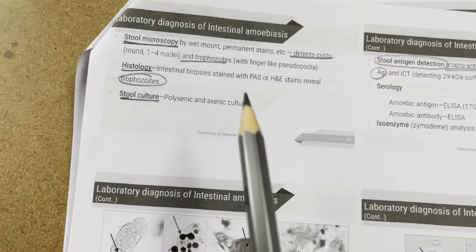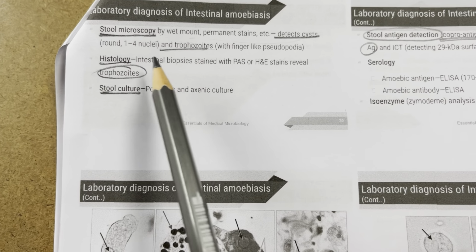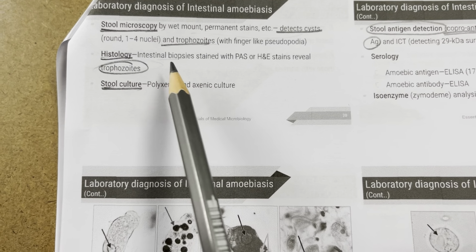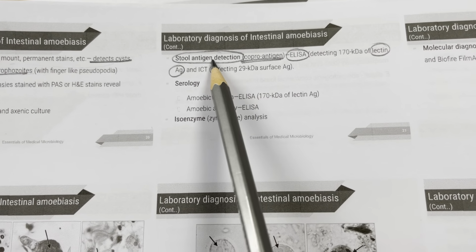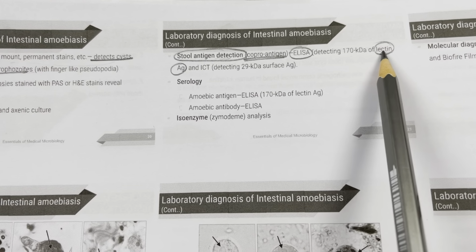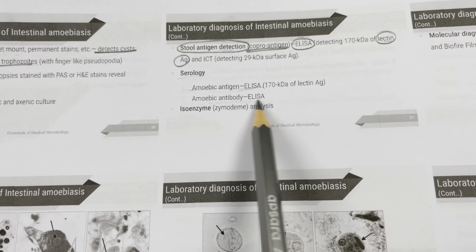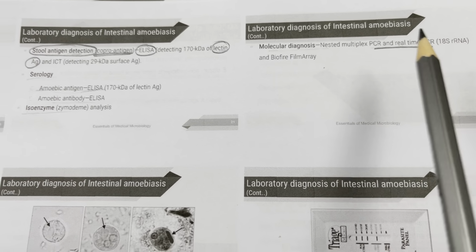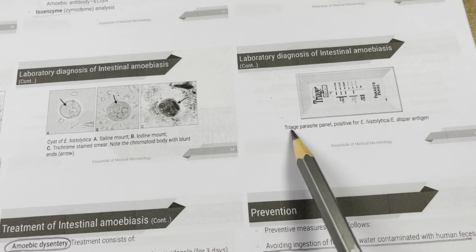Moving on to the lab diagnosis, you can do stool microscopy by wet mount, etc., to detect cysts and trophozoites. Histology, you can take intestinal biopsies to see the trophozoites on the intestinal mucosa, and stool culture as well. So you can do stool antigen detection by ELISA, so lectin antigen, and you can do serology, ELISA for amoebic antigen and amoebic antibody, and isoenzyme analysis. So molecular diagnosis, you can do real-time PCR. All these are the pictures. Okay, this is the TRIAGE parasite panel positive for Entamoeba histolytica.